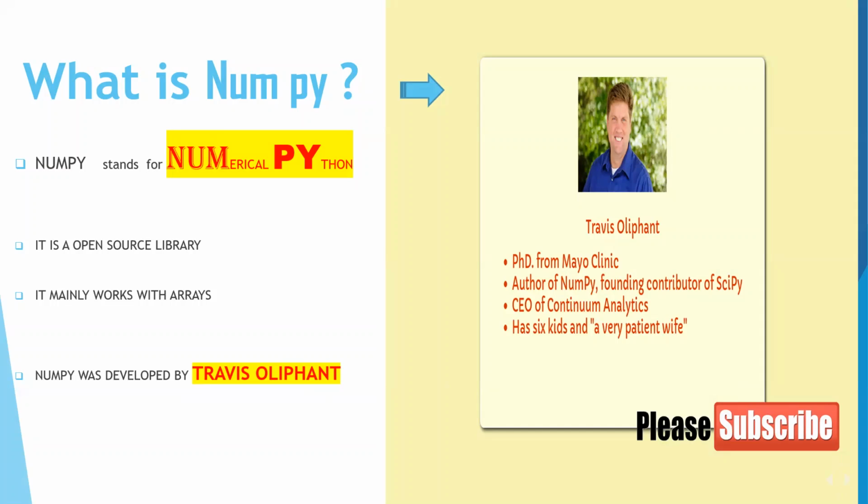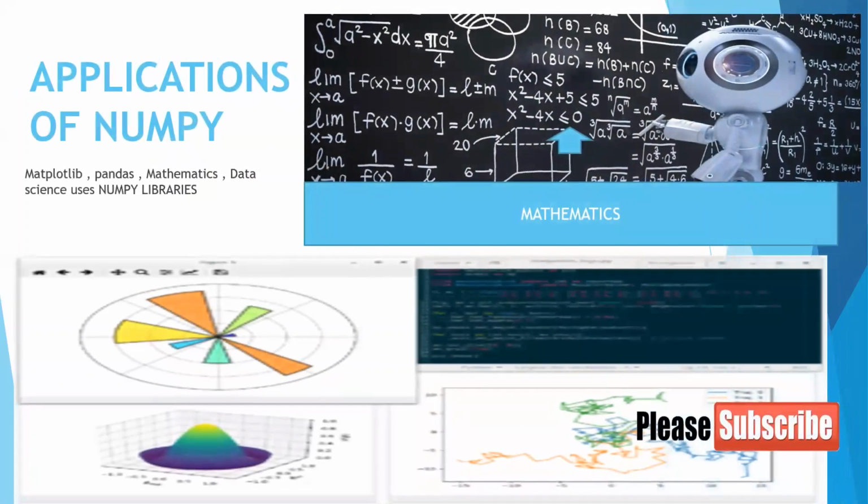NumPy was developed by Travis Oliphant. He's the person who contributed NumPy for us. He's the author and he's also a significant contributor of scientific Python. The applications of NumPy are in mathematics. In mathematics, you can go for limits, continuity, differentiation, or whatnot. You can do anything with NumPy. Mainly Matplotlib, Pandas, and data science use NumPy libraries.